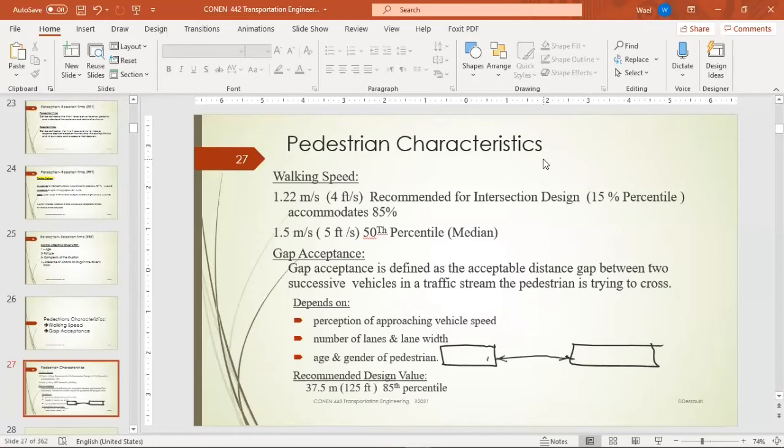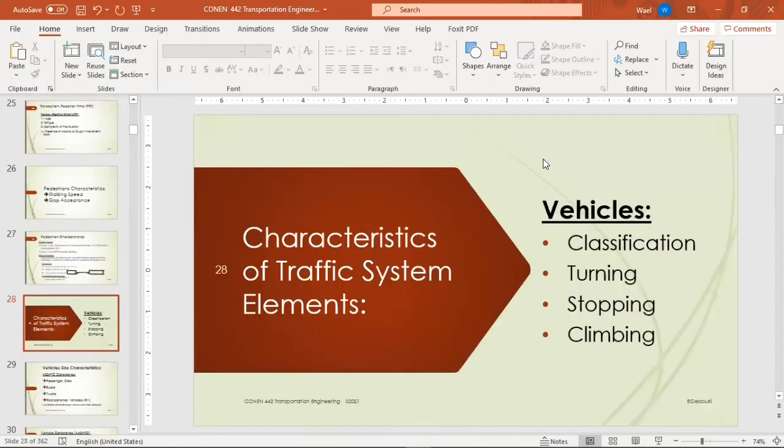The average recommended design value is 37.5 meters as an acceptable gap for pedestrians to cross. And this covers the 85th percentile of the public. That means there's 15% of the public who will need a longer gap to cross the street. Any questions so far?